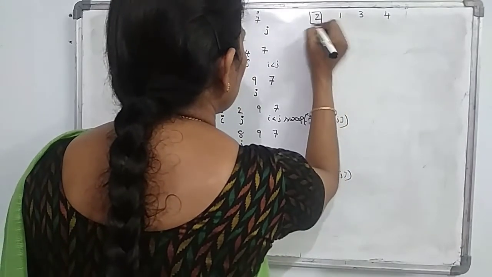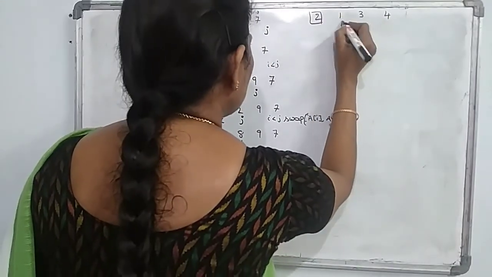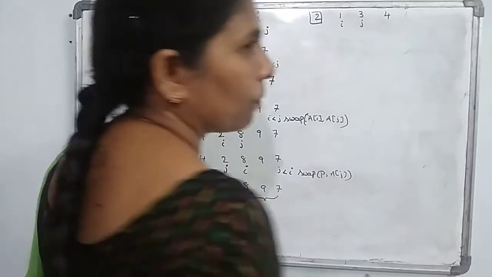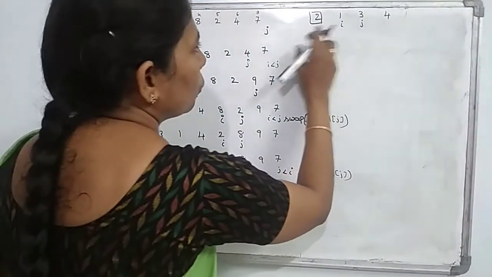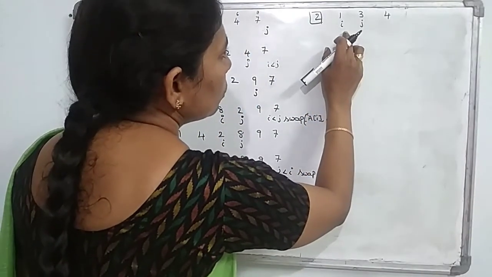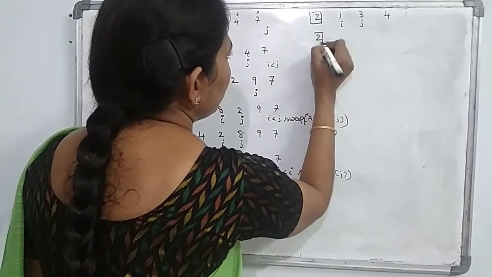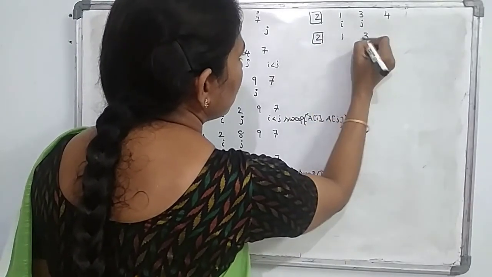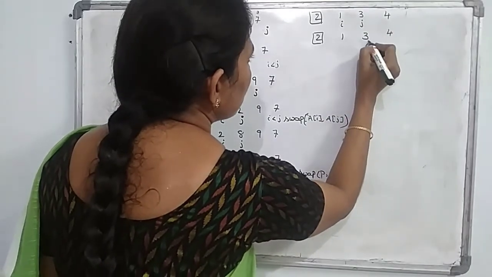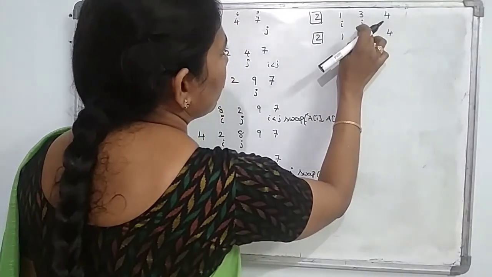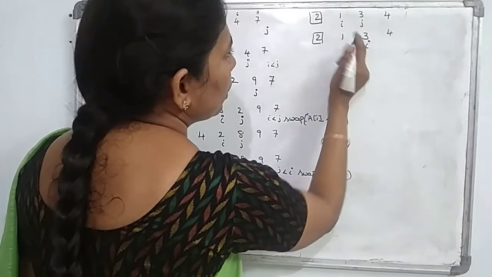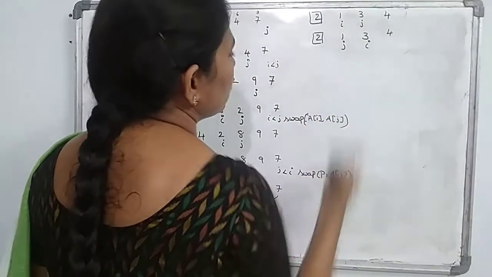So this is the pivot element, and this is the I portion, this is the j portion. Now compare the 1 and 2. 1 is less than 2, so skip this element, and 3. So this is the pivot element, 1, 3, 4. This is I. 3 is greater than 2, so skip that element. Now come to this one, j.